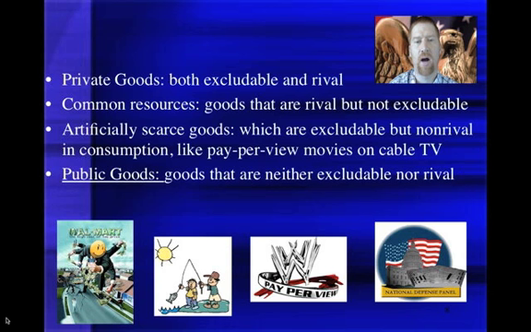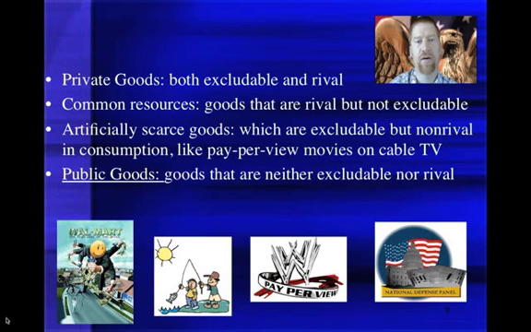Another type of good is common resources. These goods are rival, but they are not excludable. One example that I have down there is fishing. That's the classic example, fishing in the ocean. If we all decide to go fishing in the ocean, we can do that for free. However, when I catch a fish or when you catch a fish, that's one less for me. So it is rival, but it's non-excludable.